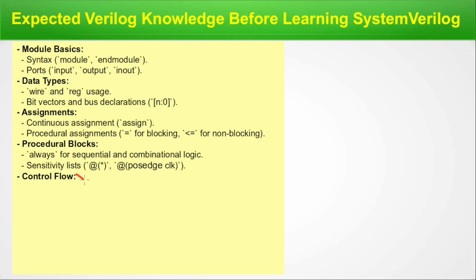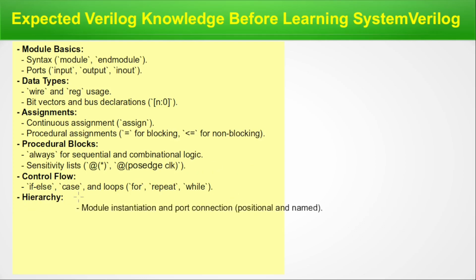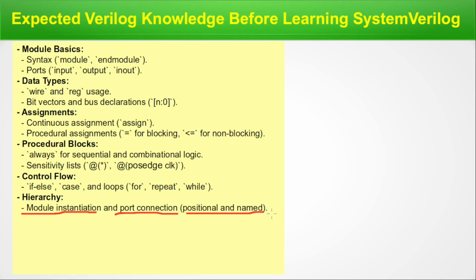Next comes the control flow like if, else, case and loops like for, repeat, while. Next comes the hierarchy, module instantiation and port connection, positional and named. So you must be aware of all of this from the Verilog basic knowledge.